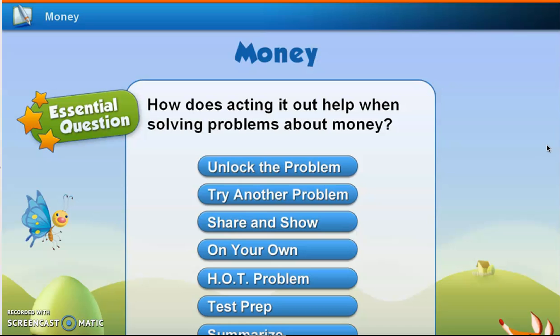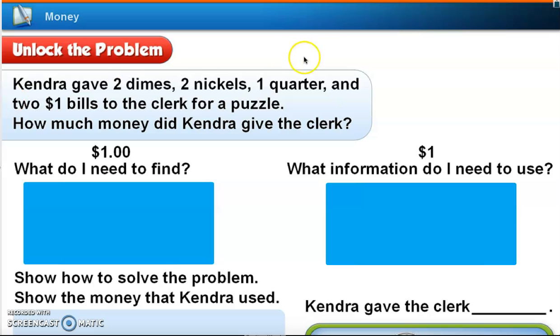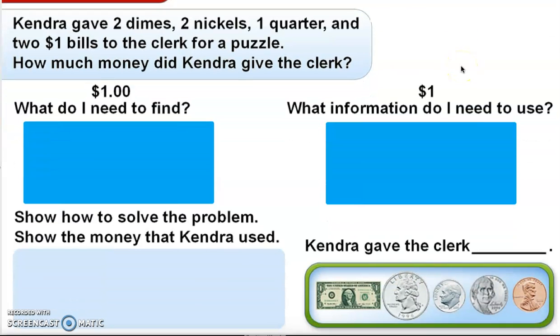So in this video, we're just going to do a couple of examples on how we can use money to act out the problem that is being given to us, so that way we can solve it. The first problem here says Kendra gave 2 dimes, 2 nickels, 1 quarter, and 2 $1 bills to the clerk for a puzzle. How much money did Kendra give the clerk?